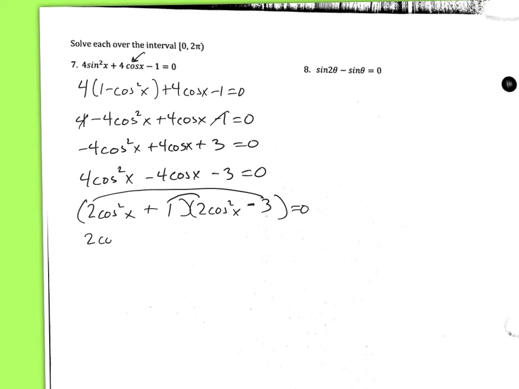Here we get 2 cosine squared x plus 1 equals 0. 2 cosine squared x equals... Why do I have cosine squared? Why didn't you tell me that was wrong? It's just cosine. I'm thinking it's to the 4th power because of all the 4s. Sorry. So then this is going to be -1, and then cosine is equal to -1/2. And that is here and here. It's pi over 3, so it's 2 pi over 3.